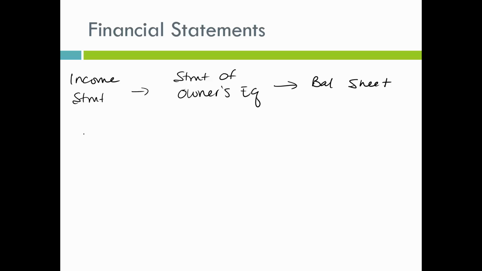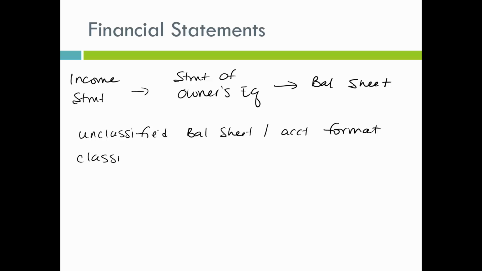Now, so far we have been doing what's called an unclassified balance sheet. And we've been using what's called the account format. That's what we've been looking at so far. What we're going to add in this chapter is we're going to break this down a little bit more into a classified balance sheet in the report format, which would be more what we would report out to other people. Like if you look on websites at the financial statements for big companies, that's what you'll see as the classified balance sheet in the report format.